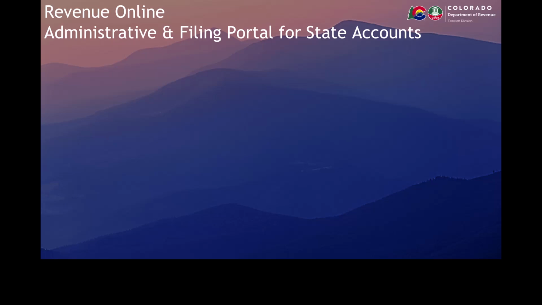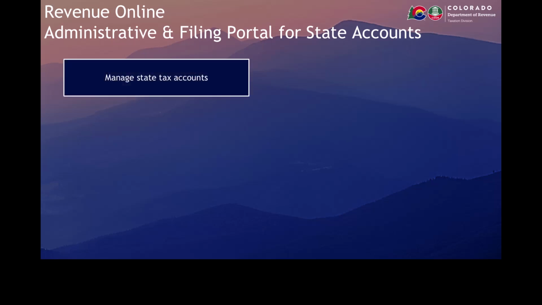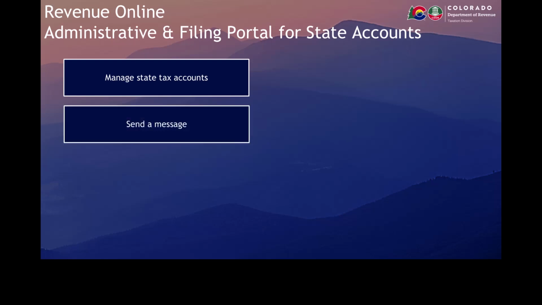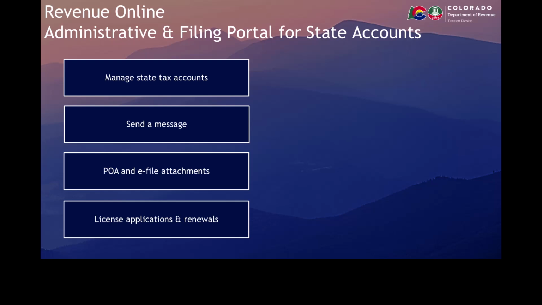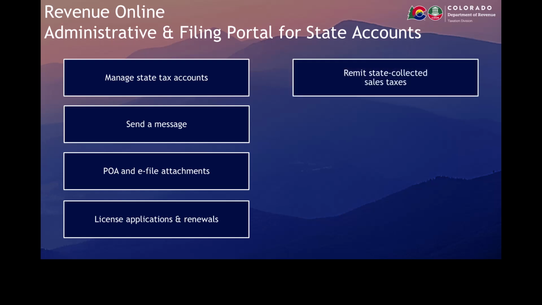Some of the primary actions you can perform through Revenue Online include making changes to a Colorado tax account, such as updating the business name, mailing address, or contact information, sending a secure message, submitting a power of attorney or e-file attachment, and applying for or renewing a tax license. You can also file and pay state-collected sales taxes.